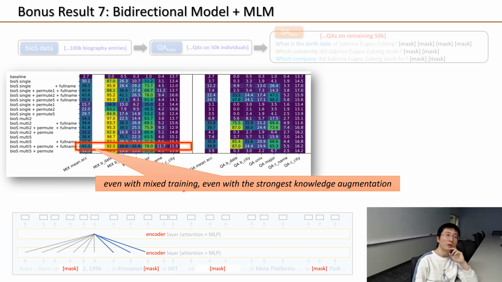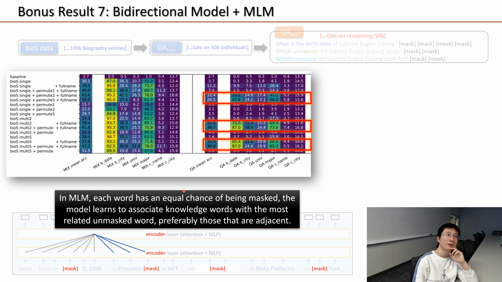And another important observation here is that the only knowledge augmentation we noticed to be useful is the full name augmentation. If you think about it, this makes sense because in masked language modeling, each word has an equal chance of being masked. And the model tends to learn to associate knowledge words with the most related unmasked word, preferably those that are adjacent, right? So if you have full names everywhere, then the model tends to store knowledge better onto the name of this person.